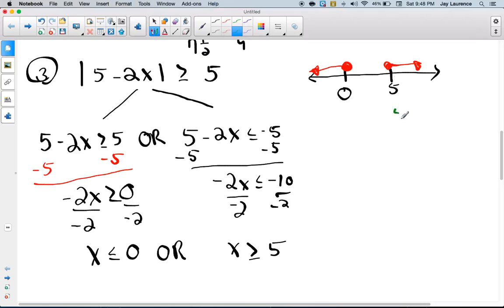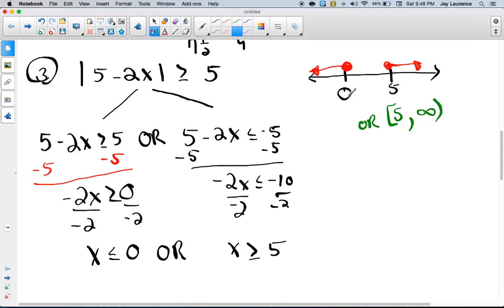I'm going to start with 5, and I know it's closed, so I'm going to use a closed bracket. 5 is a solution. I know it's going forever, so it's going toward infinity. I'll never get there, so I leave it as an open bracket. I'm going to stick an OR in between.